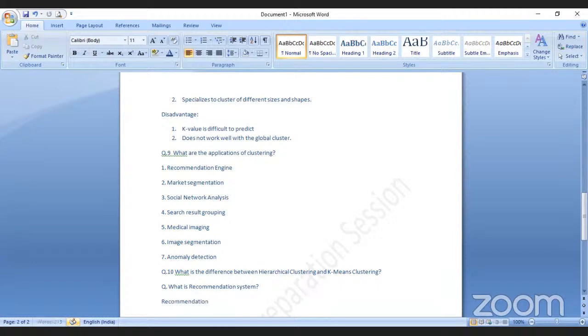A recommendation system is a system which predicts the ratings a user might give to a specific item.